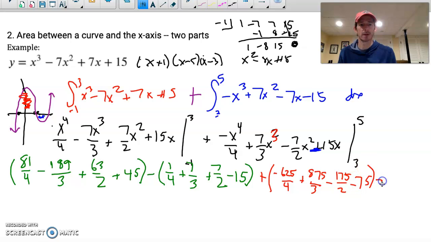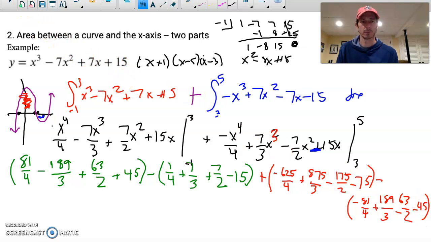Now I have to subtract all of these from plugging in 3. Now I've really done that over here. So I'm just going to watch the signs. So when I put a 3 in here, it'll be -81/4. And I put it in there, it'll be plus 189 over 3. And if I put it in there, it'll be minus 63 halves. And I put a 3 in there, it'll be minus 45. And I'm kind of at my boundary in my video screen here, but I did it perfectly. All right, there we go.